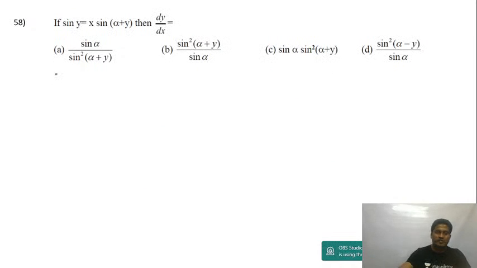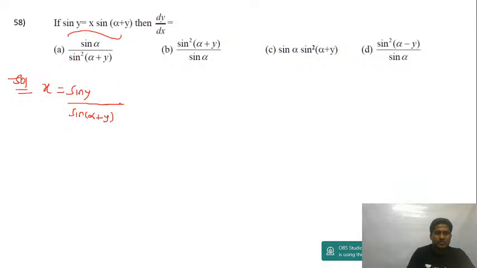Question number 58. It was similar to one question which we did. Now in this particular question, you can differentiate directly, but we need to do the substitution, guys. I'm going to write x as a function of y. X is equal to sin y upon sine of alpha plus y.